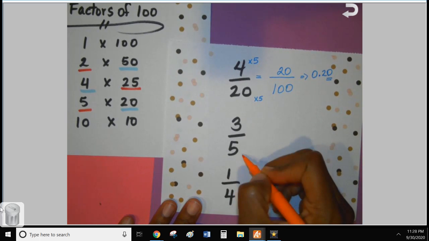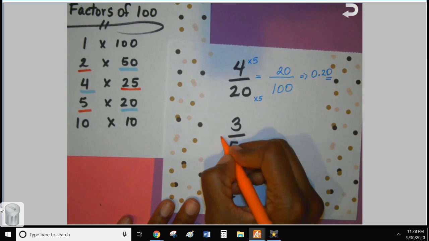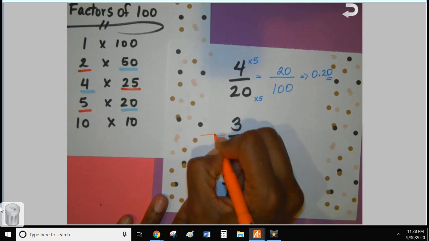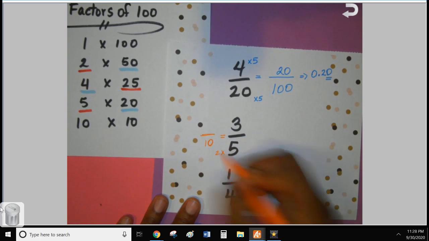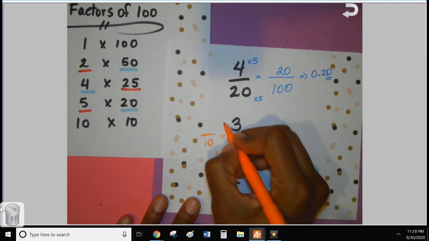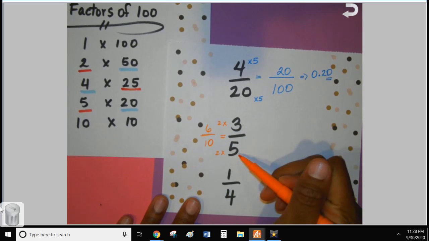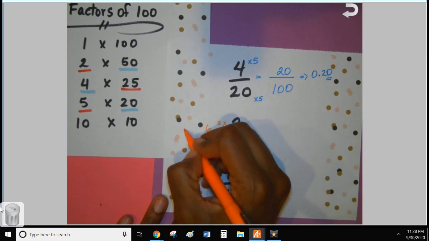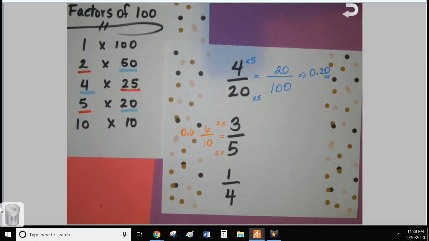So the next one is 3/5. I'm going to show you 3/5 two ways. So actually, I can make 3/5 into something over 10, which is much quicker, right? By multiplying by 2. 2 times 5 is 10. So 3 times 2 is 6. So 3/5 will give me 6/10. How do you write that as a decimal? 6 in the tenths place.